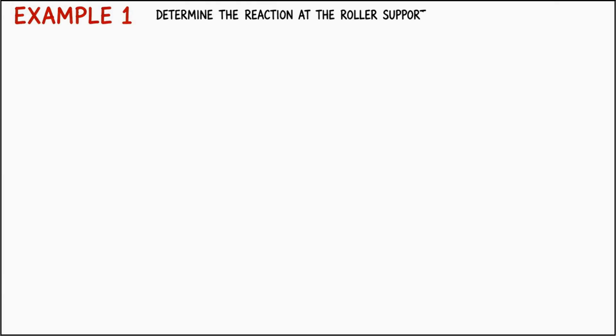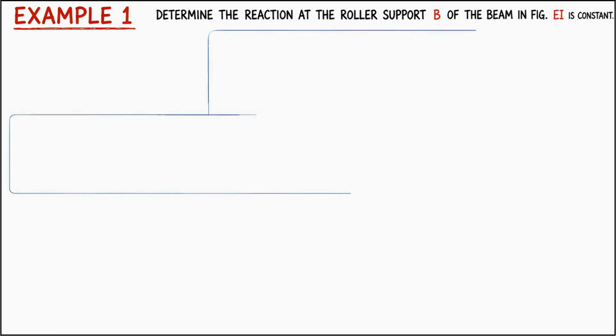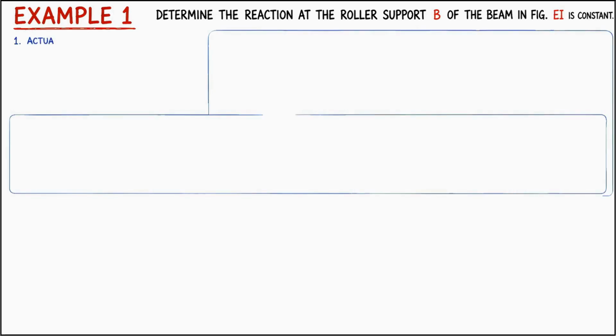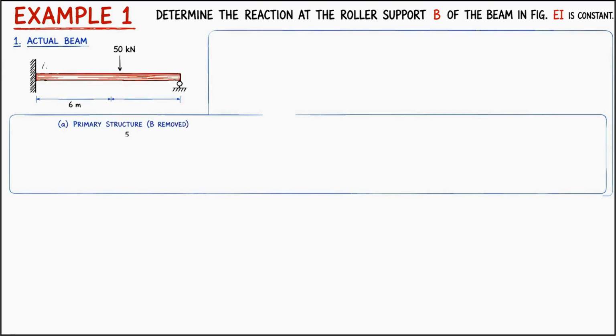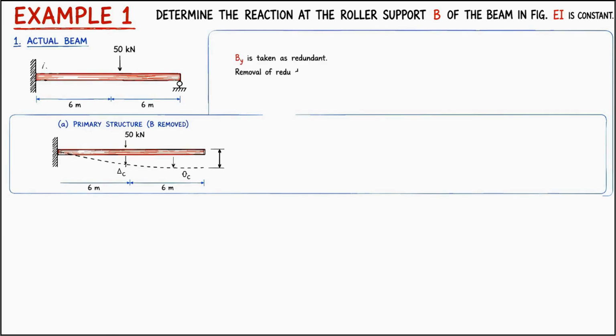Let us solve example 1 using the force method, also known as the consistent deformation method. Our objective is to determine the reaction at the roller support B. The beam is fixed at A, supported by a roller at B, and carries a 50 kilonewton concentrated load at the midpoint C over a span of 12 meters.